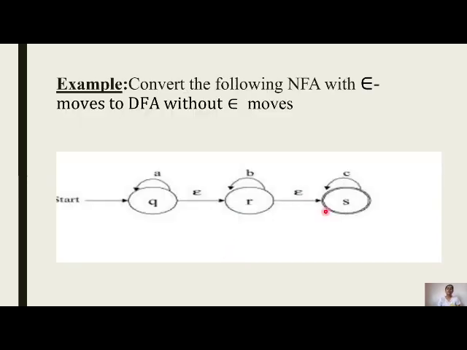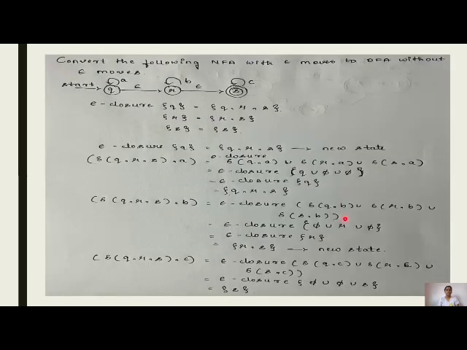So, convert the following NFA with epsilon moves to a DFA without epsilon moves. So let us see the steps to convert this. First, find out the epsilon closure of Q, R and S.